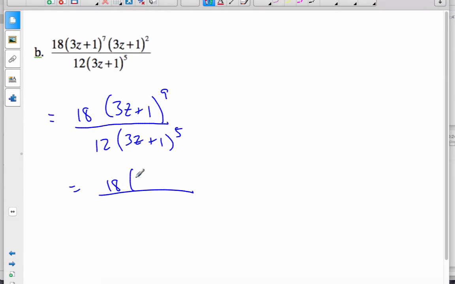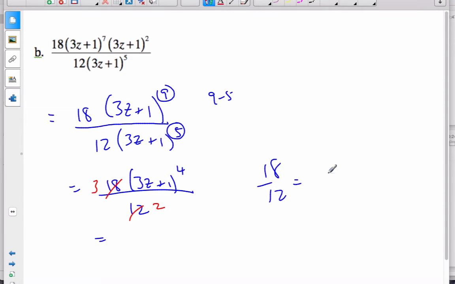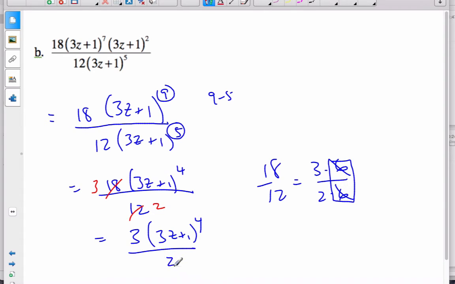So it's 18 (3z plus 1) to the 9 minus 5, which is 4, because I go 9 minus 5, this exponent subtract that one, over 12. And simplifying the fractions, they are both divisible by 6. And that's a 3, and that's a 2. The reason why that works is because 18 over 12 is the same as 3 times 6 over 2 times 6. That's 1. So I'm eliminating versions of 1, and so I have 3 halves left. So 3 (3z plus 1) to the 4th over 2 is simplified.